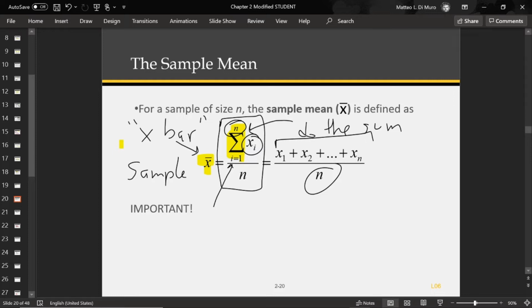When I see that, I know it means all those things. So it says do the sum of every xi, starting on the first one, going to n, and then divide it by the total number of measurements, n. I recommend that you write that out down there.